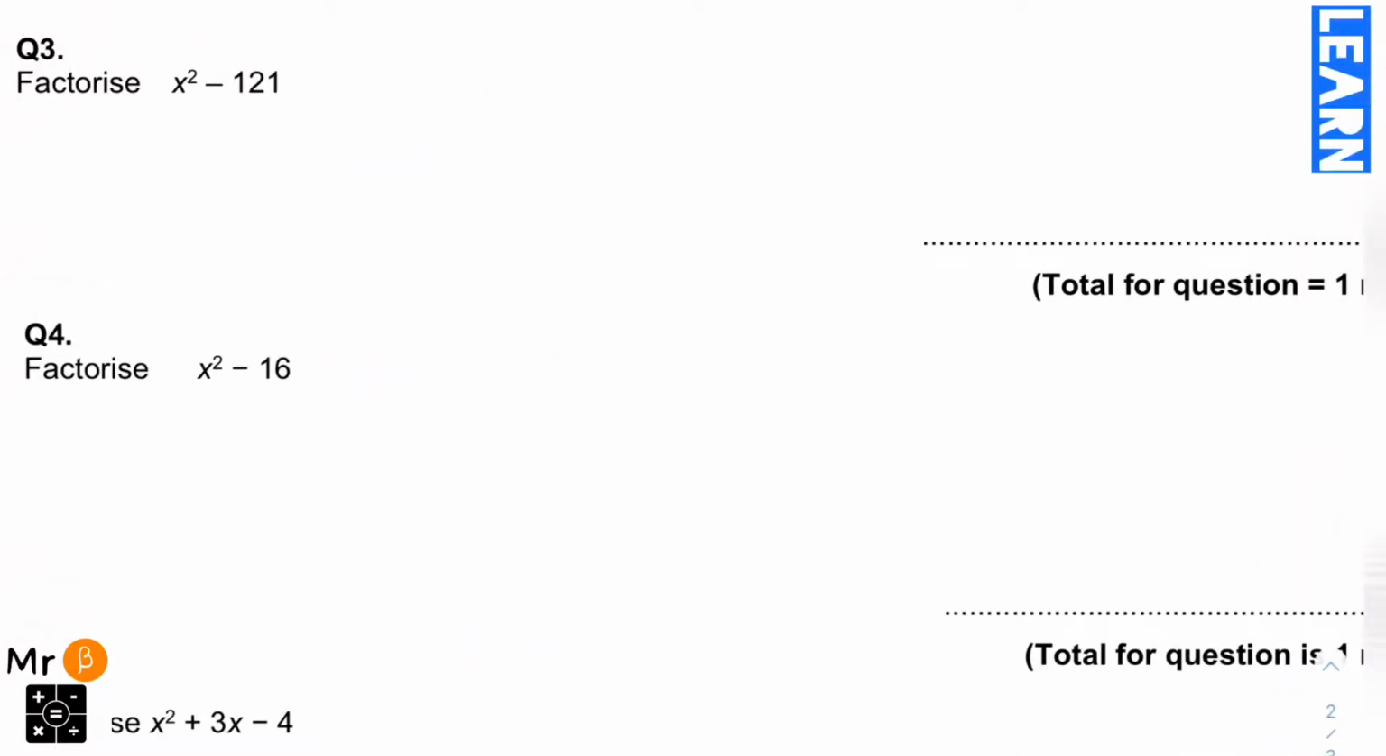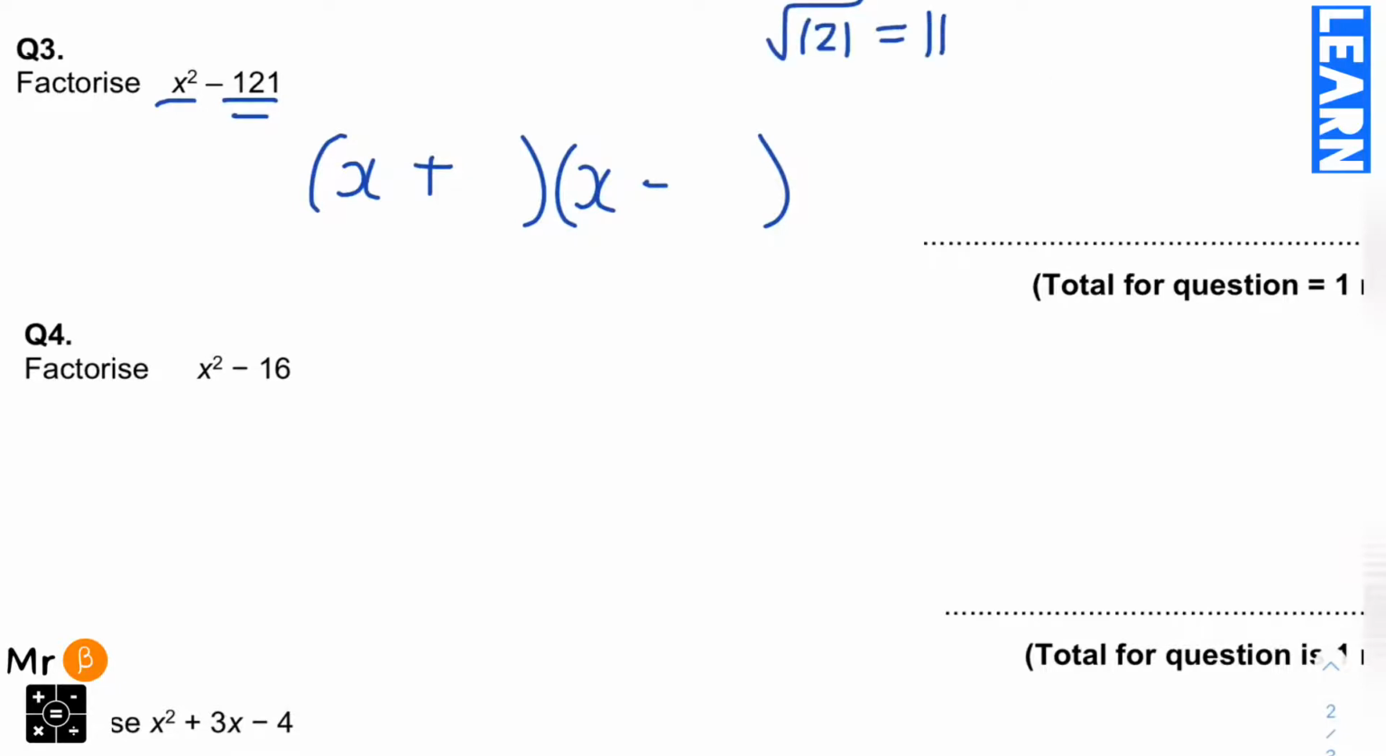So question 3. This is a quadratic and it's a special case factorisation. It's called the difference of two squares. You'll notice you've got your x squared, your quadratic part, and then you've got a square number at the end. And it's the same method each time for this. It is always x plus and x minus the square root of that number at the end. So the square root of 121 is 11, and that's why it's x plus 11, x minus 11.